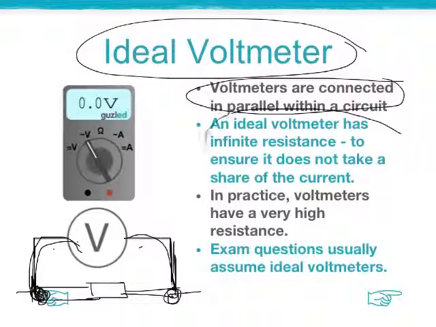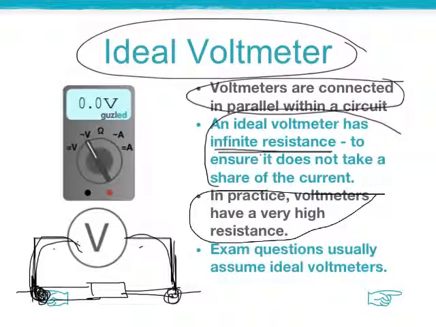An ideal voltmeter has infinite resistance, as if that was going to be possible. Infinite resistance would make all the electrons flow through the component and not a single one would want to go through the voltmeter. Okay, so an ideal voltmeter has infinite resistance to ensure that it does not take any of the current. Now, surprise, surprise, in practice, voltmeters have a very high resistance, but it's not ideal. Unless, of course, you're in the magic world of exam questions, where you usually assume ideal voltmeters. So there you have it, the basics.